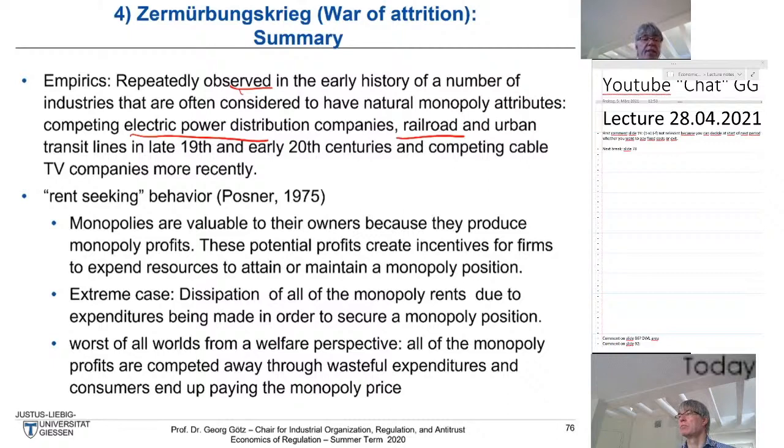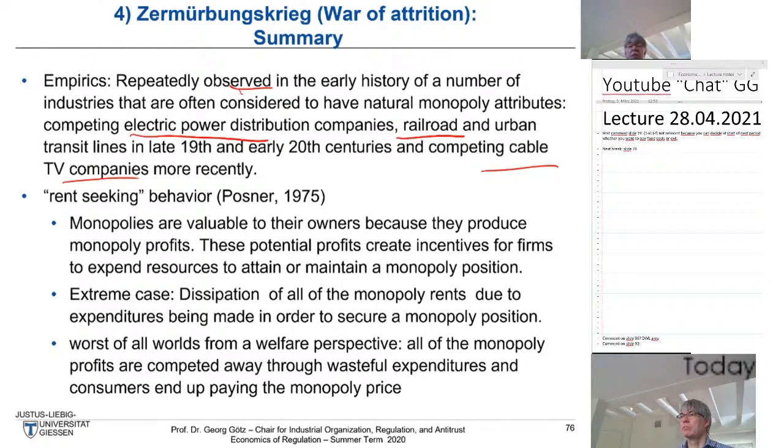We had urban transit lines and we had competing cable or Sky companies here. In the notes, I have Arena and Premiere and British Satellite TV. There was a war of attrition between BSB, British Satellite Broadcasting, and Sky Television. If you want to know more about it, it's written down in a game by Pankaj Ghemawat, Games Businesses Play.